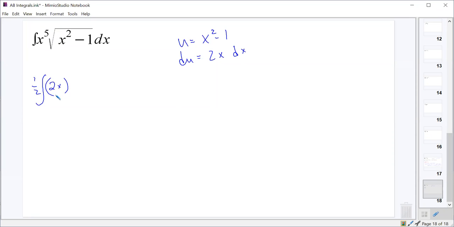And if I pull an x out of the x to the 5th, that leaves me with x to the 4th root u dx. And so now what's going to happen?